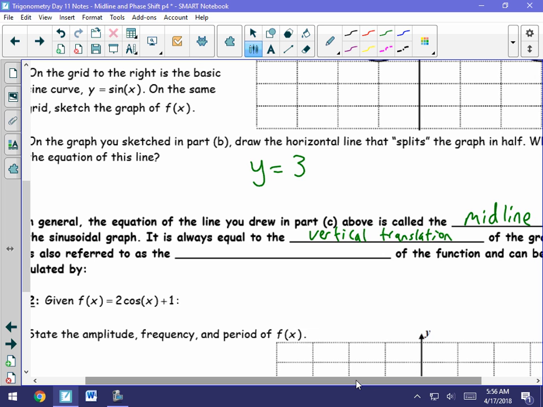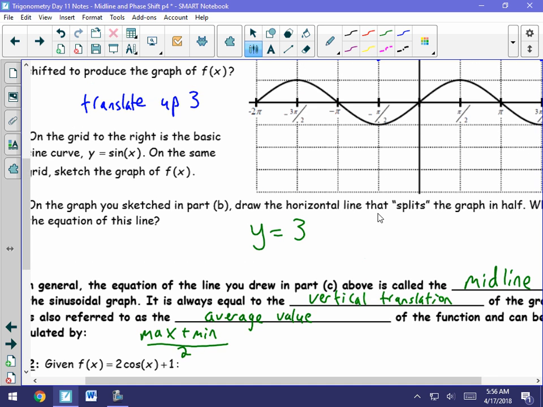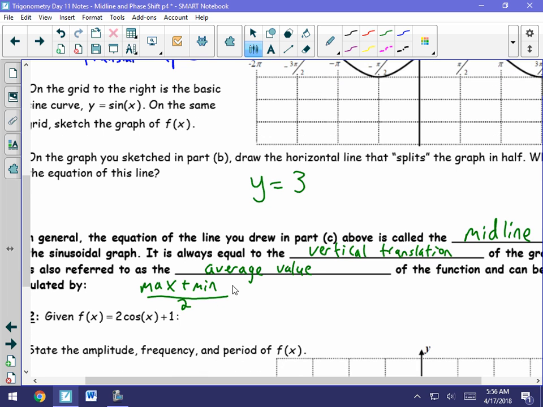It is also referred to as the average value of the function and can be calculated by taking the maximum value, adding the minimum value, and dividing it by 2. Because that line goes right through the middle of the graph, it's basically the average between the high point and the low point. So you can calculate where that midline will be, if you don't happen to know it offhand, by doing that: max plus min divided by 2. And amplitude is max minus min divided by 2. Midline is max plus min divided by 2. So that comes in handy sometimes, knowing how to do that calculation.